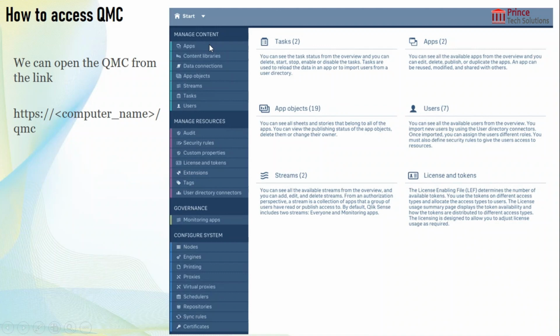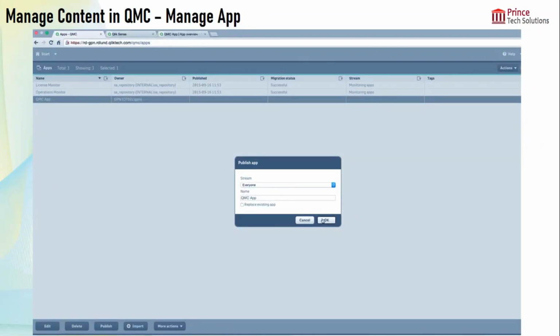So the first component is app. How we can deploy an app in QMC. So this interface shows how we can deploy an app. An app in Qlik Sense is a task and purpose specific document whose author or owner name is stored in this section of the QMC. We can reuse, delete, modify and share an app in this particular module.